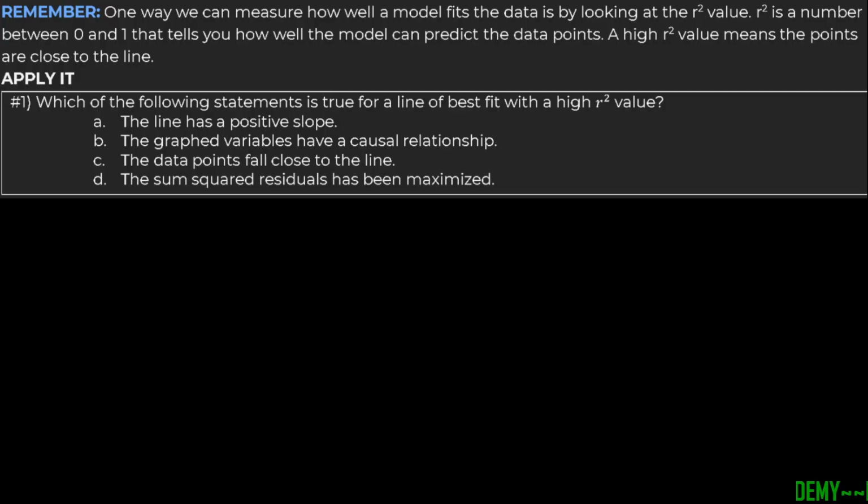And the reason why it's a takeaway is because when we go to apply it, and remember, these are test questions. Which of the following statements is true for a line of best fit with a high R-squared value? So you're taking your residuals and you're squaring them using that OLS method. So for this, a couple things we could say, but we're mainly going to say, if we're looking for that high R-squared value, the data points fall close to that line.